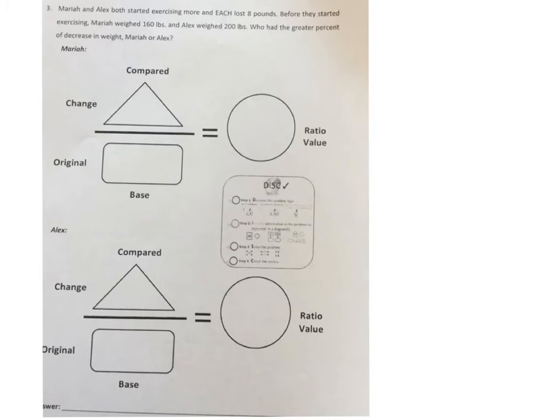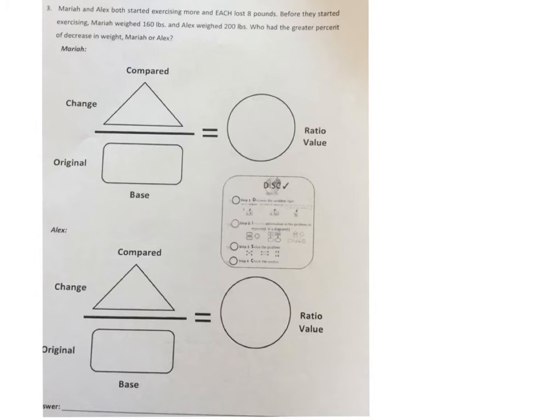All right, in this question it says Mariah and Alex both started exercising more and each lost 8 pounds. Before they started exercising, Mariah weighed 160 pounds and Alex weighed 200 pounds. Who had the greater percent decrease in weight, Mariah or Alex? So we're just going to go ahead and look at Mariah right now. So if we look at Mariah, she started at 160 pounds.